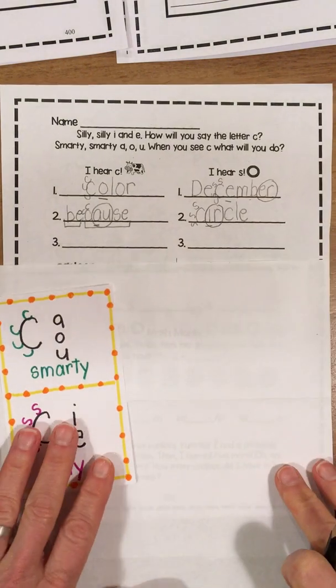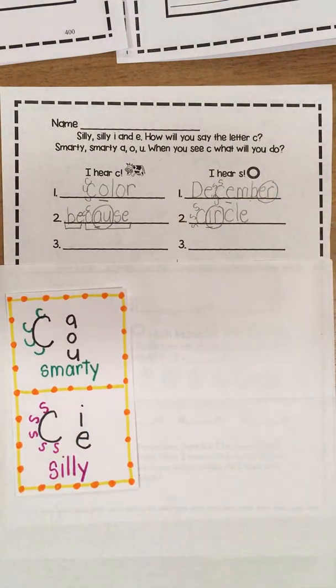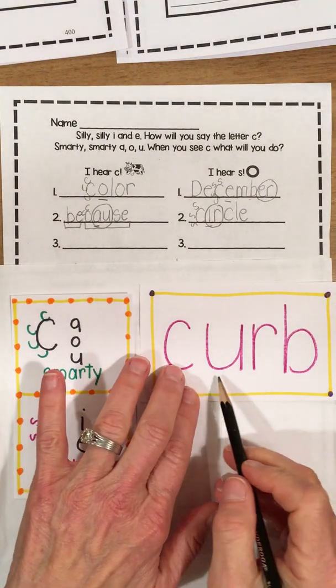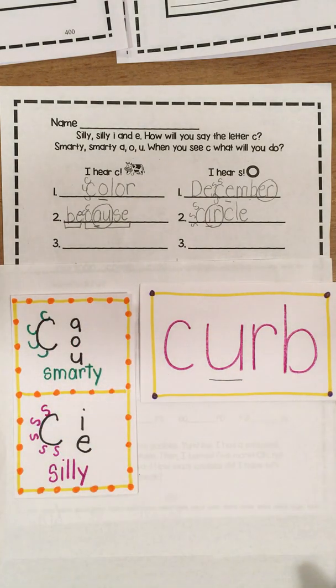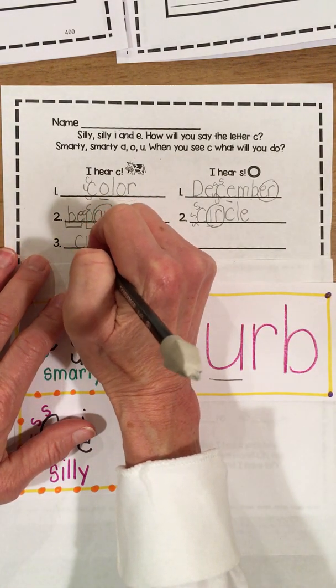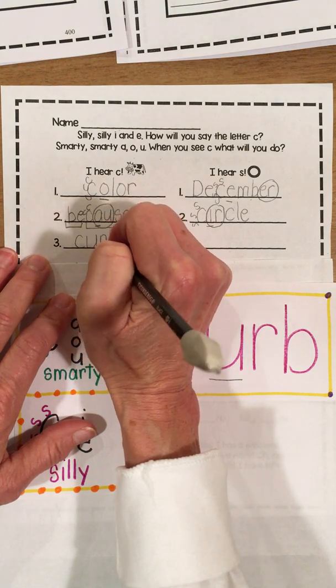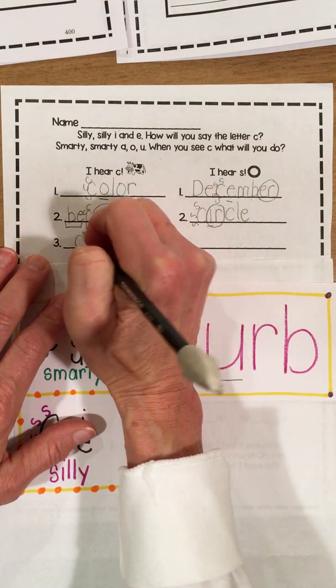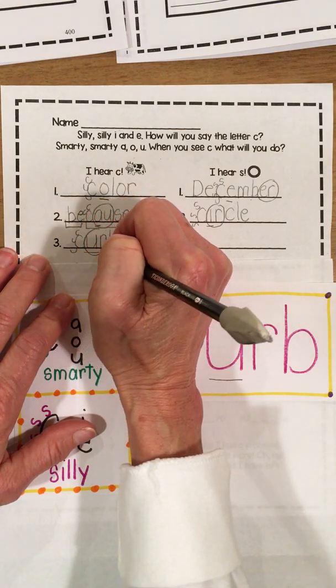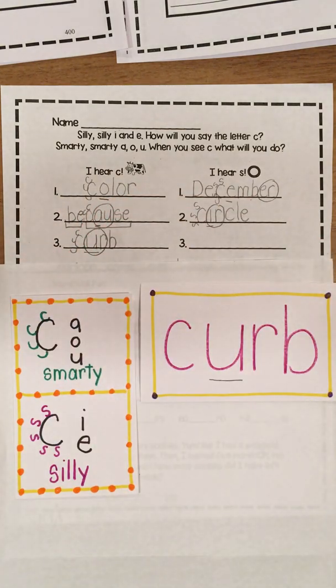All right, two more words. Here we go. This actually has a hunk and chunk in it. There's that U. Where will you put that word? I hope you said right here. Smarty, smarty, A-O-U. When you see C, what will you do? That is the word curb.